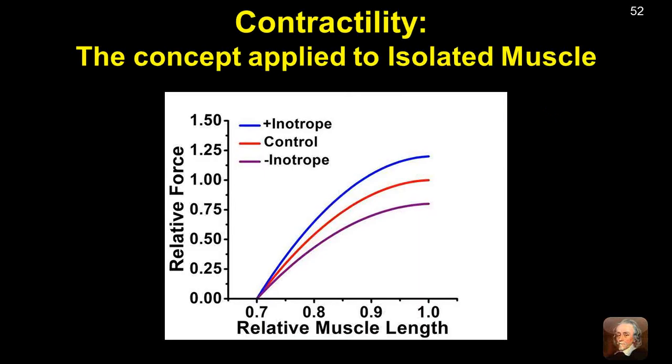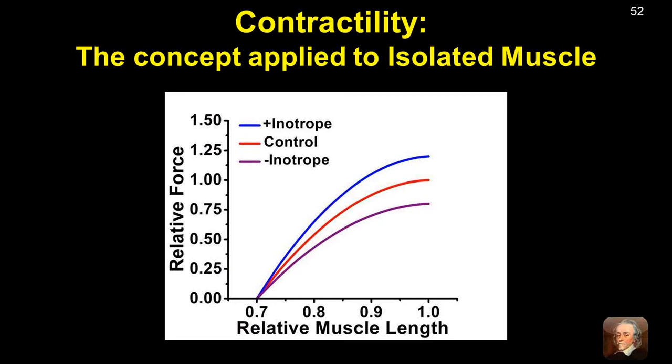Now a quick view about contractility. Again, going back to the sarcomere, here we have the muscle length and the isometric force development, and in the red, we have the baseline condition. What happens in the sarcomere if we impose an intervention that modifies the intrinsic strength of the muscle? What we observe is that at any sarcomere length or at any muscle length, there's either an increase or a decrease in the force at that length depending on the intervention.